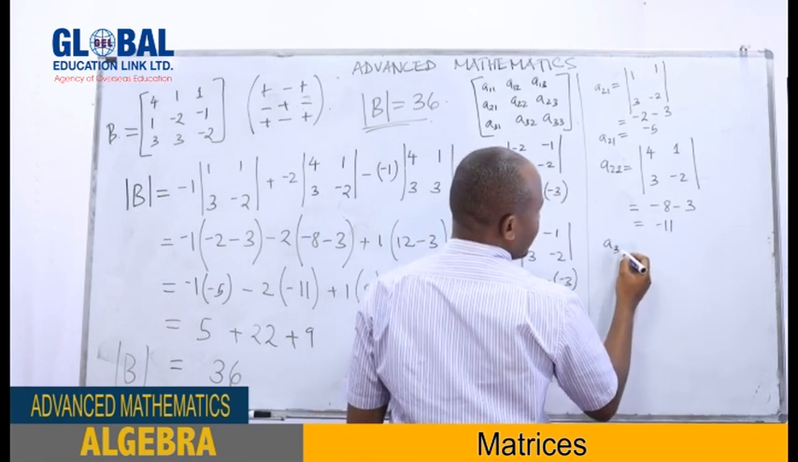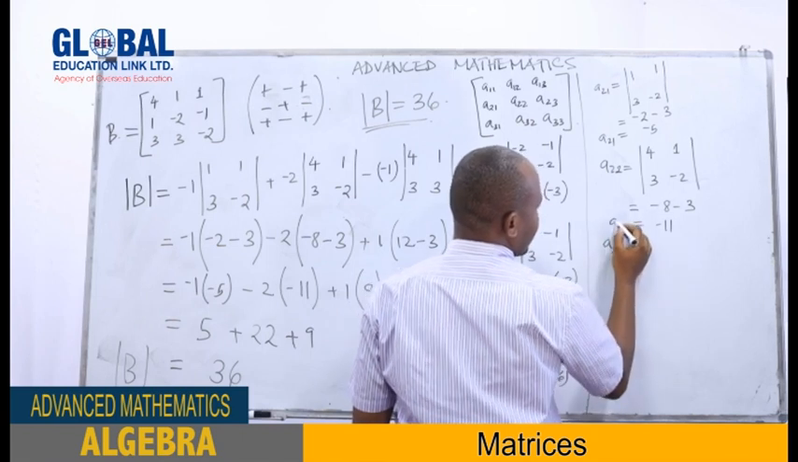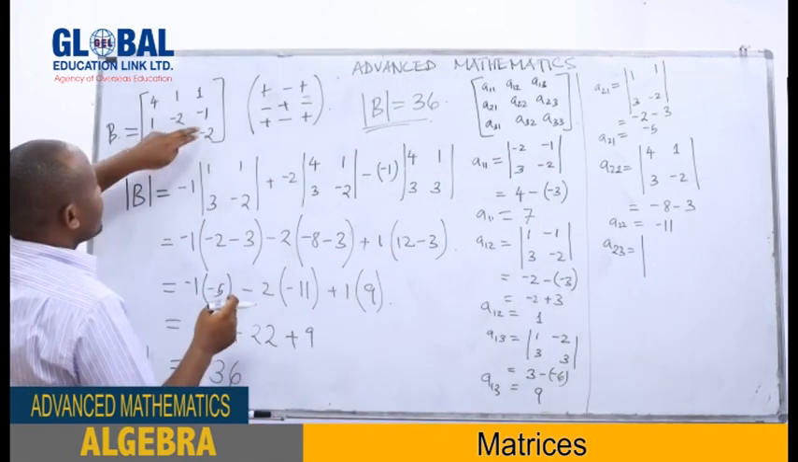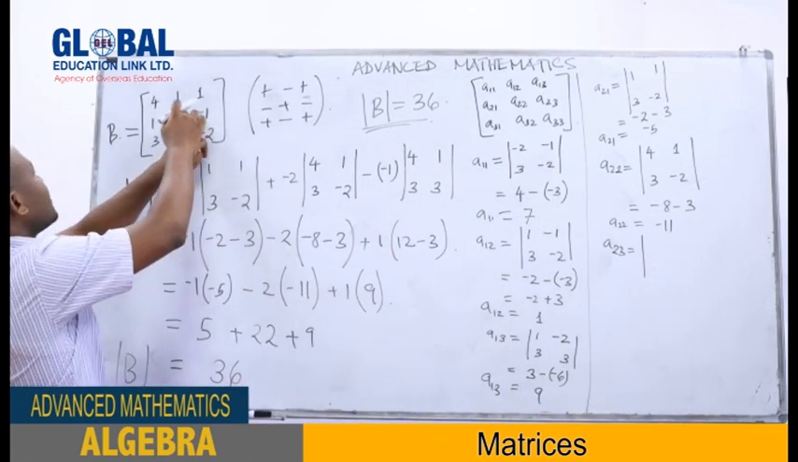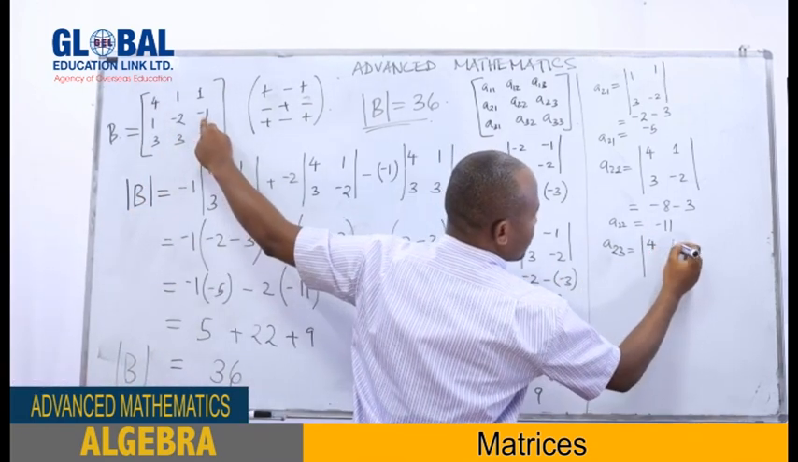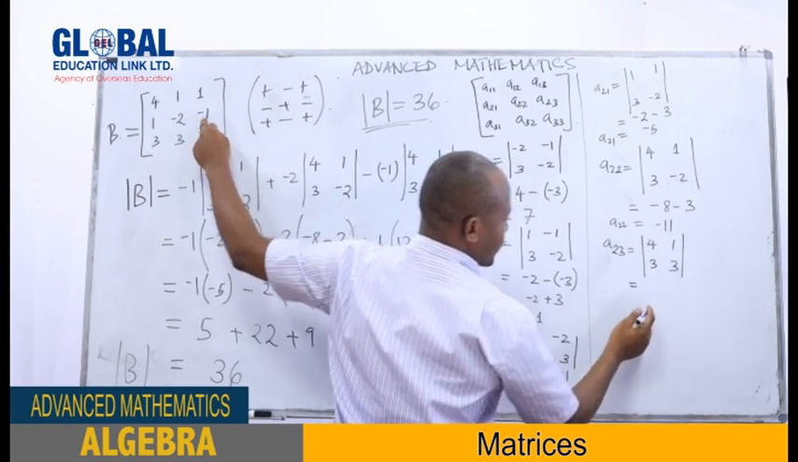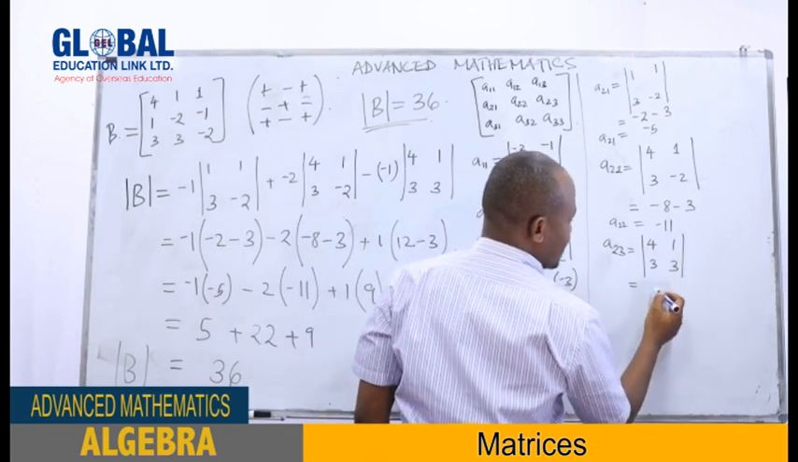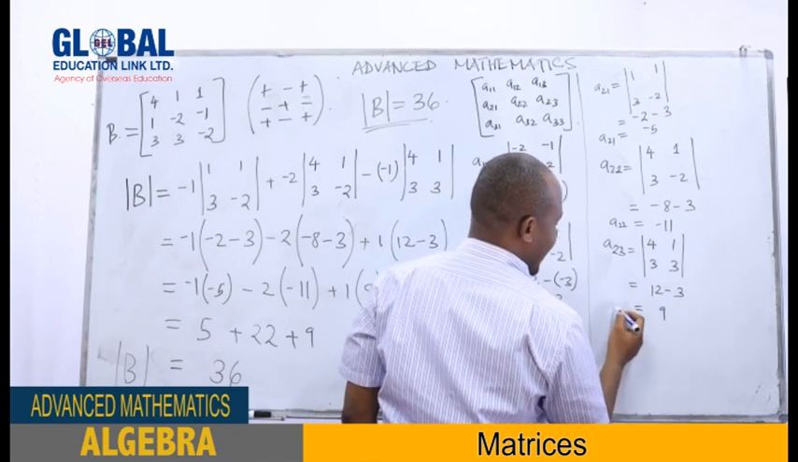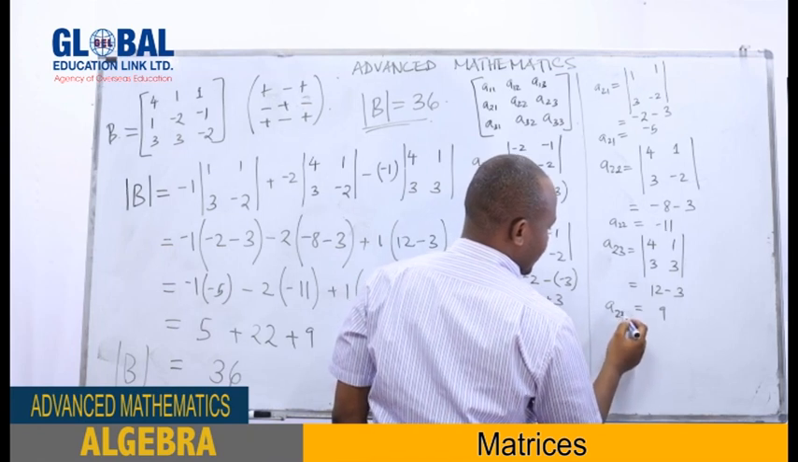A2,3. We are there. That means we are left with 4, 1, 3, 3. That means it will be 12 minus 3, which equals 9. A2,3 equals 9.